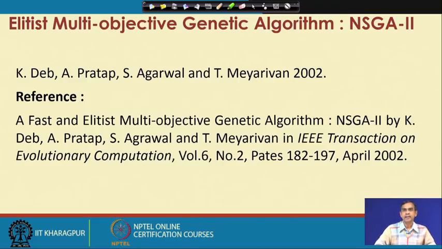NSGA-II was first published in IEEE Transactions on Evolutionary Computation, and the title of the paper was A Fast and Elitist Multi-objective Genetic Algorithm: NSGA-II. So, the basic idea is that they claim it is fast and elitist. Now, we will see exactly how the time complexity has been reduced here, and how the concept of elitism is applied here.